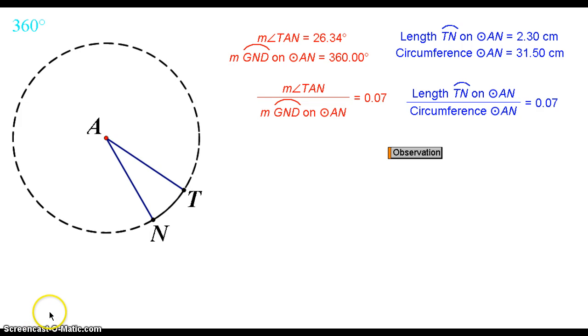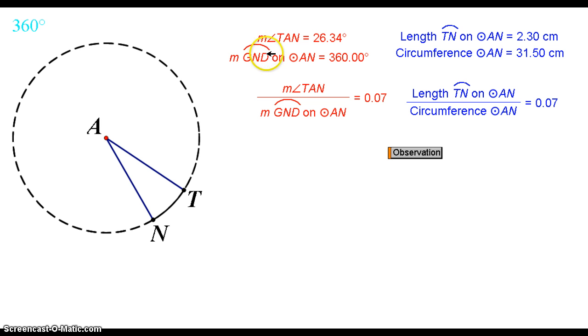In this section of the course, we're going to be applying radian measures. The first way we're going to do that is by calculating arc length and area of sectors. If we take a look, we have circle A and we have an arc NT on that circle. And if I measure the central angle, angle TAN, I have a 26.34 degree angle right now.